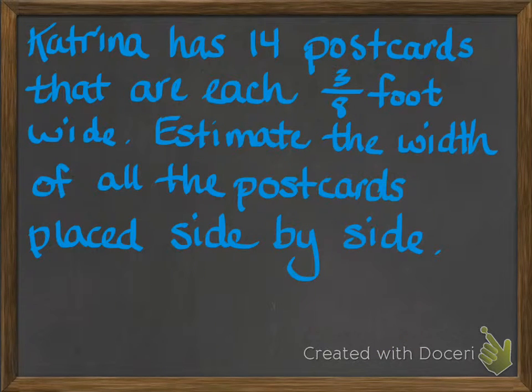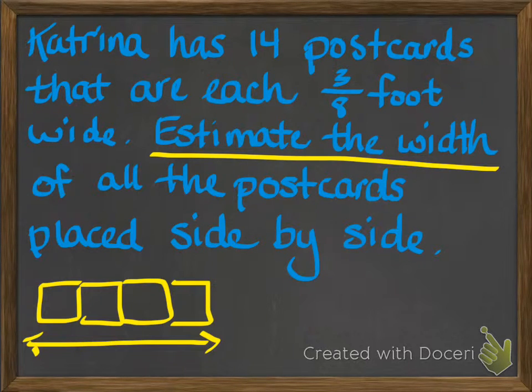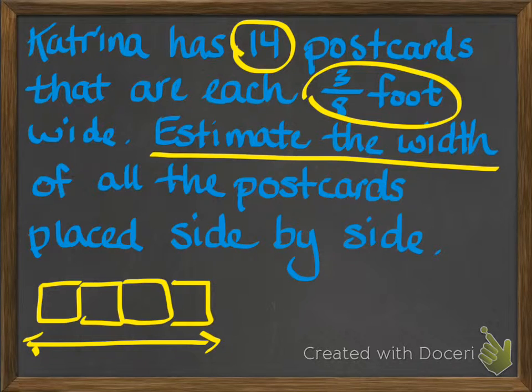Here's our practice problem. Katrina has 14 postcards that are each 3/8 foot wide. Estimate the width of all the postcards placed side by side. So I'm finding out that it wants me to estimate the width. If all the postcards were placed side by side, I have to estimate how long, or how wide, that is going to be. My important information is that there are 14 postcards total, and each one is 3/8 wide. So I'm going to be multiplying 14 times 3/8.